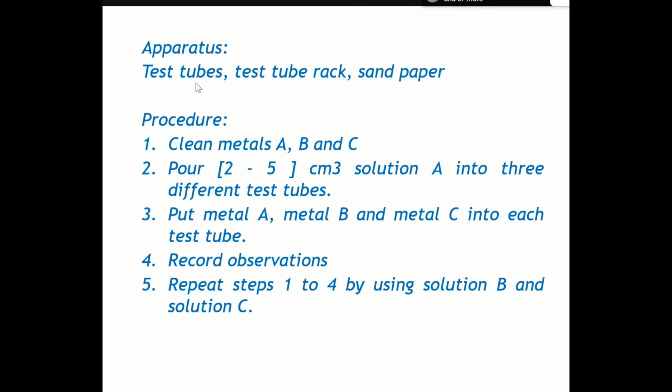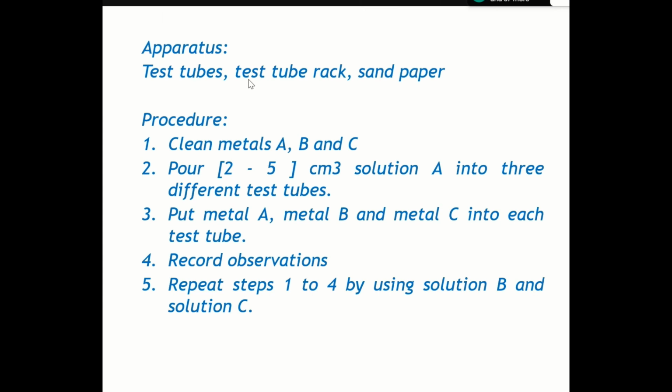So come up with the procedure here. What we need to do, number one, we need to clean the metal ABC. If you don't want to write ABC, you can write down the name of the metal that you have mentioned before, for sure with sandpaper. The volume must be suitable, so you can pour in between 2 to 5 centimeter cubic of the solutions into the test tube.